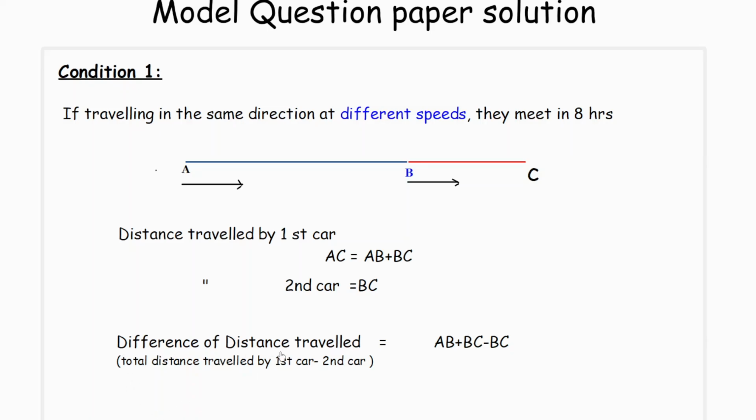Now the difference of distance traveled is AB plus BC minus BC. How? The distance covered by the first car is AB plus BC, and the distance covered by the second car is BC. So we subtract this, and we get AB. AB is already given as 160 km.